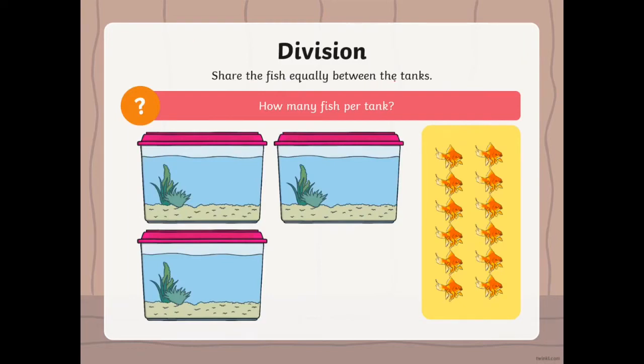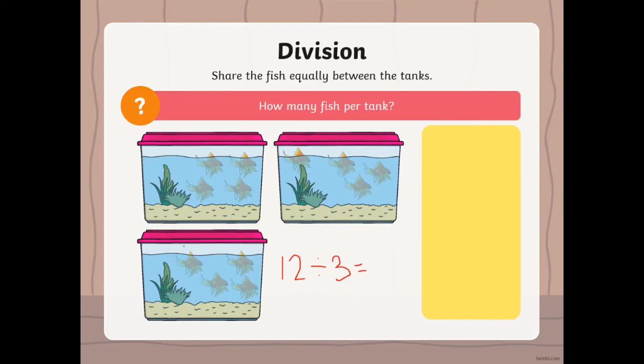Share the fish equally between the tanks. Let's figure out how many fish there are first. 2, 4, 6, 8, 10, 12. So there are 12 fish, and we're going to share them not in half, into 3 equal groups now. So they're going to 3 tanks. Do you know what the answer is going to be if 12 divided by 3? It is 4. 1, 2, 3, 4.